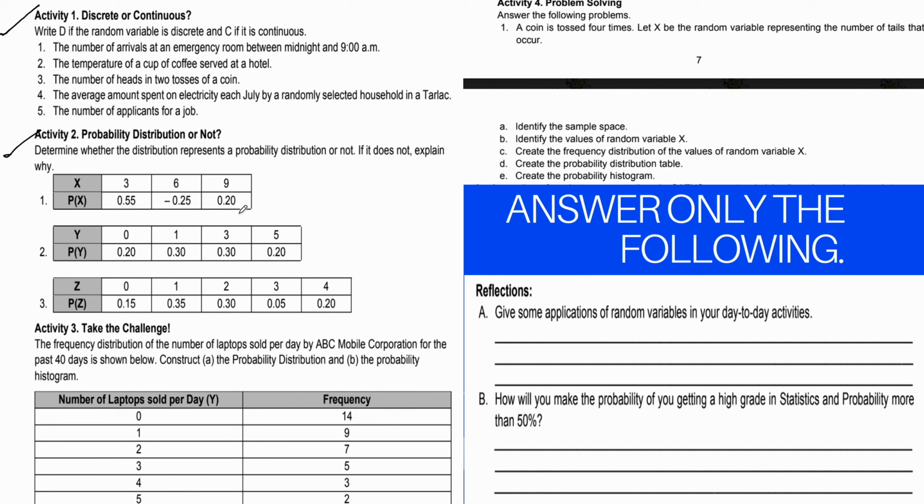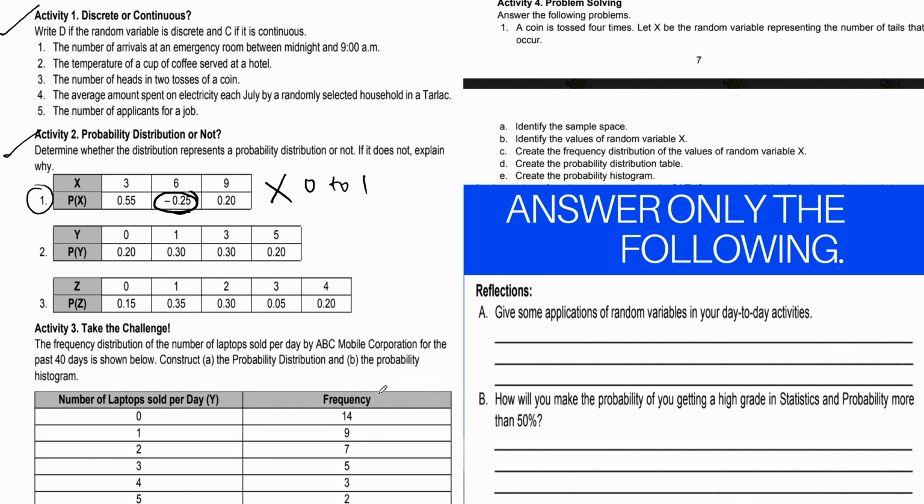So, let's say for example, ito, examine natin itong example 1. Yung mga probability mo is 0.55, negative 0.25, 0.2. Dito pa lang sa negative, alam mo na hindi siya probability distribution. Kasi nga, ang sabi ko, isa sa properties ng probability distribution, dapat ang values ng probability mo ay between 0 to 1. At hindi siya pwede mag-negative. Diba? May negative na siya dito. O, ganun lang sasagutan yung activity 2.